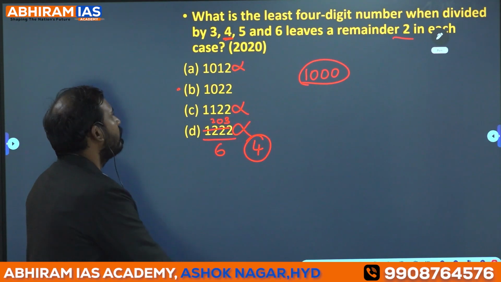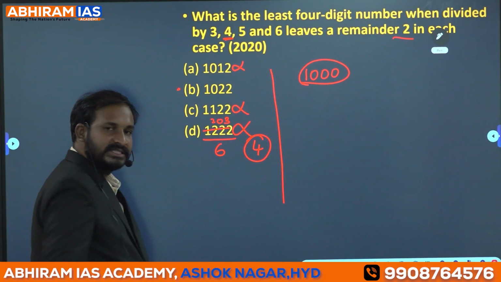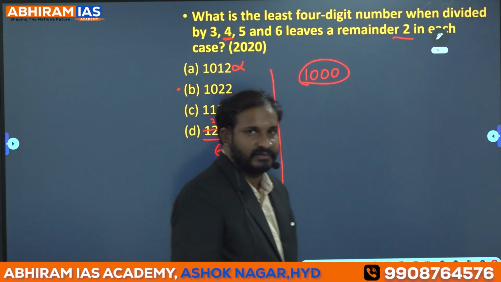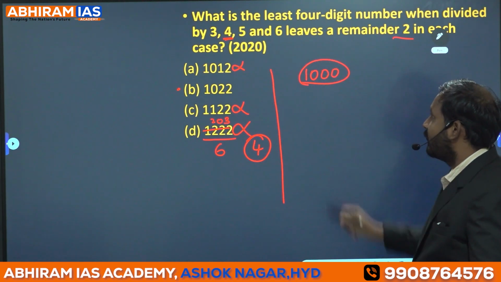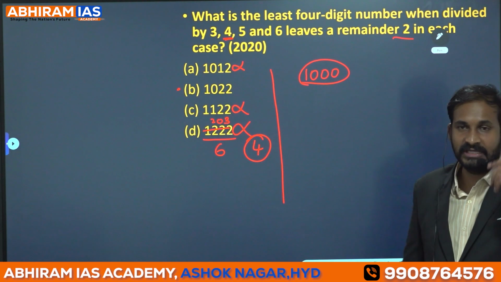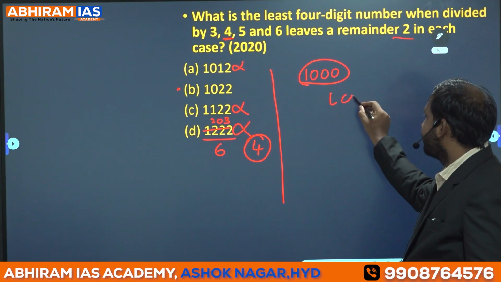Understood? So, what is the other method? This is one method, that is option verification. The other method is, try to divide, take the LCM of 3, 4, 5 and 6, students. What is the LCM of 3, 4, 5 and 6?